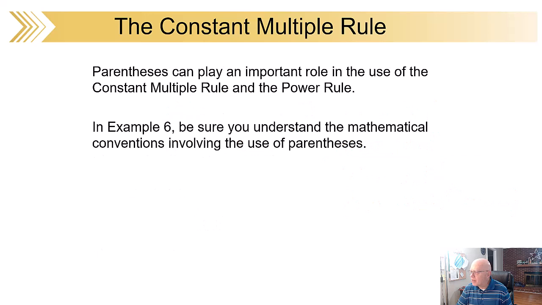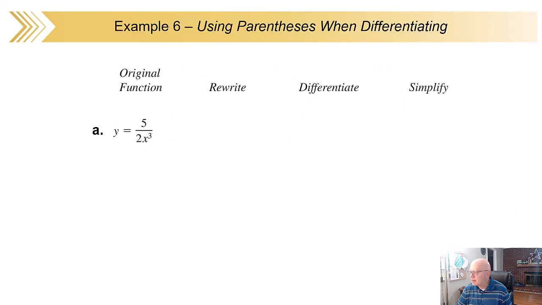Make sure you understand the mathematical conventions and watch out for the parentheses. So let's go with this one. All right, first of all, we're going to rewrite it. So notice we're going to take care of the 5 and the 2 first. We've got the fraction 5 over 2, and this x power, we don't want x to some power in the denominator, so we'll make this x to the minus 3. There's our rewrite. Now we'll differentiate.